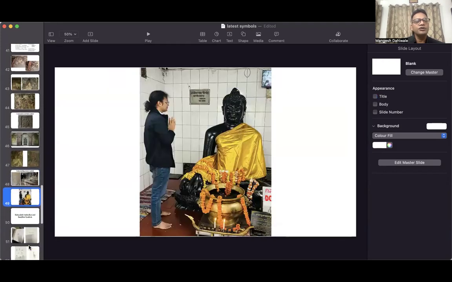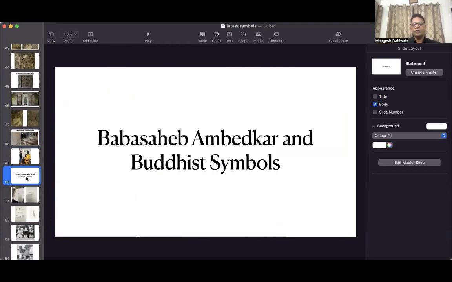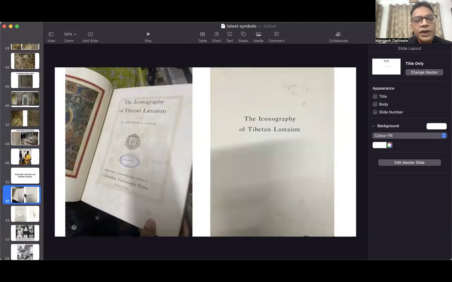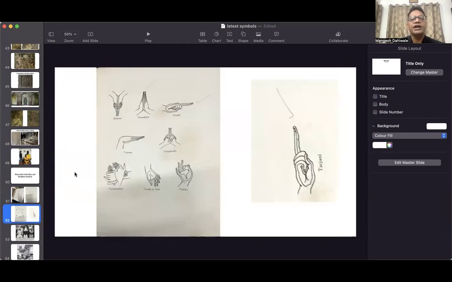So I'm coming to the end, but before I come to the end, I'm going to show you something very interesting as well. This is the book I found in the possession of Baba Sahib Ambedkar, heavily marked, the iconography of Tibetan Buddhism, and this is what Baba Sahib Ambedkar has earmarked here. Can anyone tell me where you can see this mudra? I can go on talking about the mudras. There are so many mudras, but just for the guess, can you tell me where do you find this mudra? Any one of you?